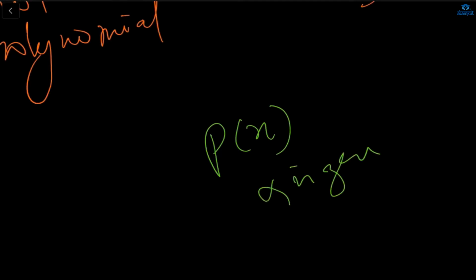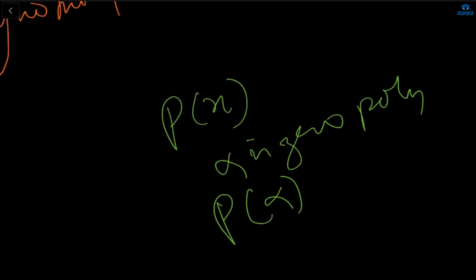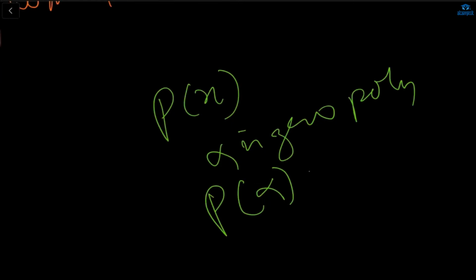That means when we put the value of x as alpha in the polynomial p(x), if p(alpha) becomes 0, then alpha is the zero of the polynomial. If it does not become 0 after keeping the value of alpha instead of x, then alpha is not the zero of the polynomial.